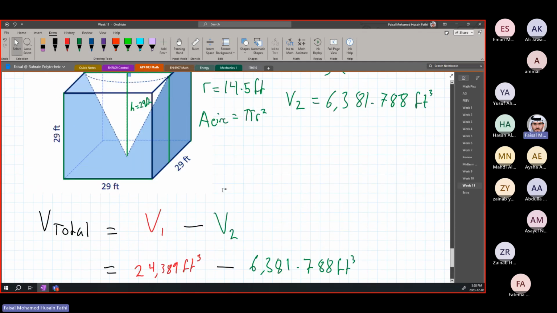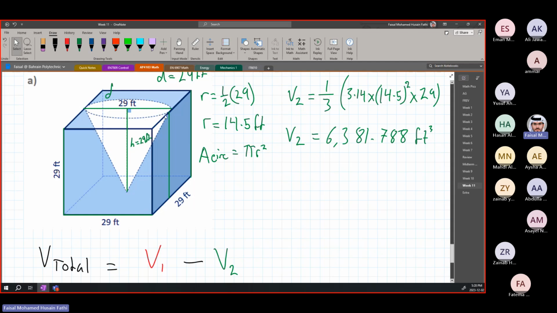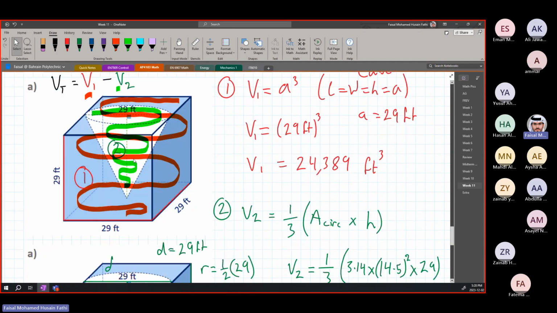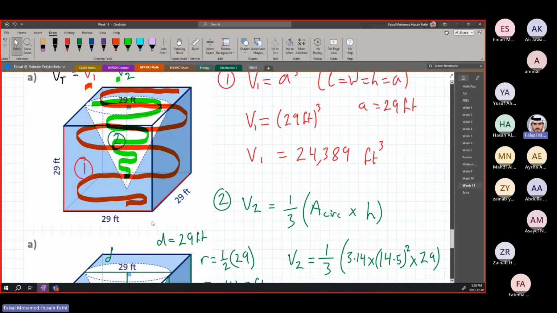We are subtracting because this shape is empty. Inside of it there's a cone shape, empty inside of it. So what are we doing? Again, I will explain. We are finding the total volume of the entire cube. Then we are finding only the volume of the cone inside. Then we are removing this cone from inside and finding the total volume.